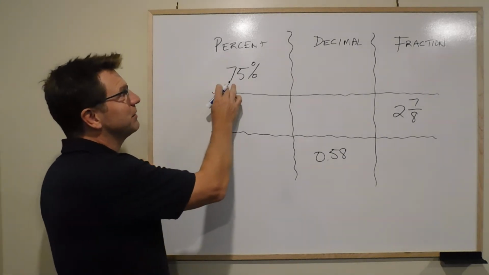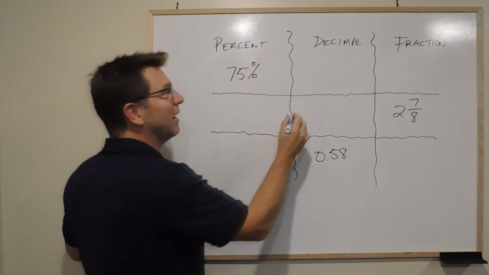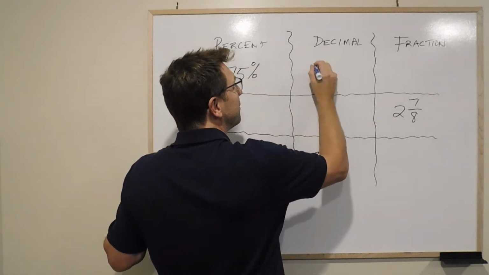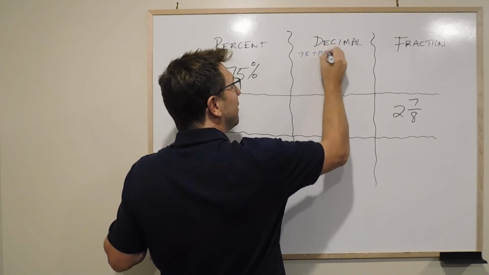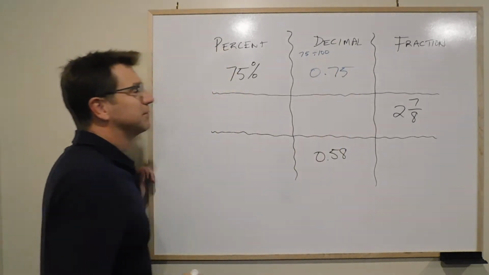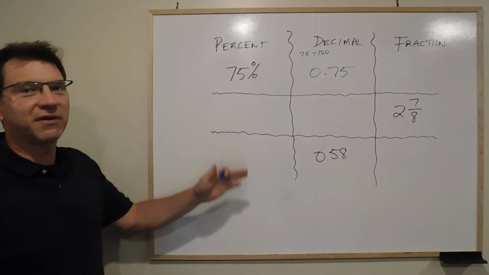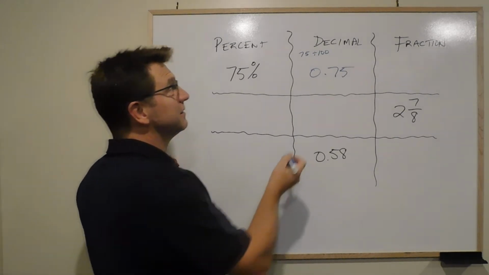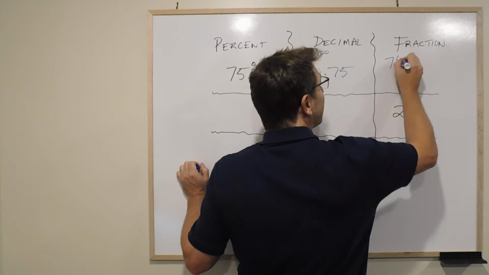So to get from percent to a decimal, you take 75 and divide by 100. So we'll put that in the corner. 75 divided by 100 is 0.75. Okay, 0.75.